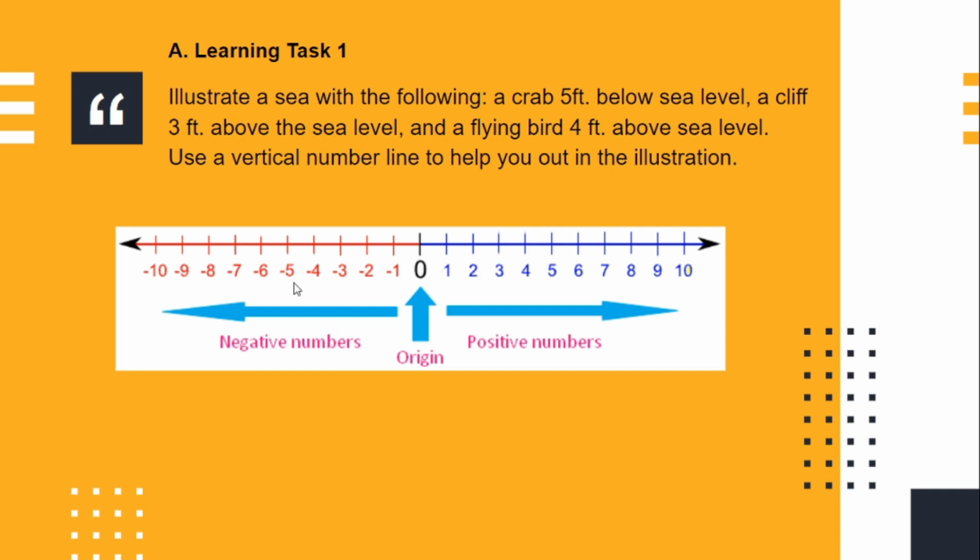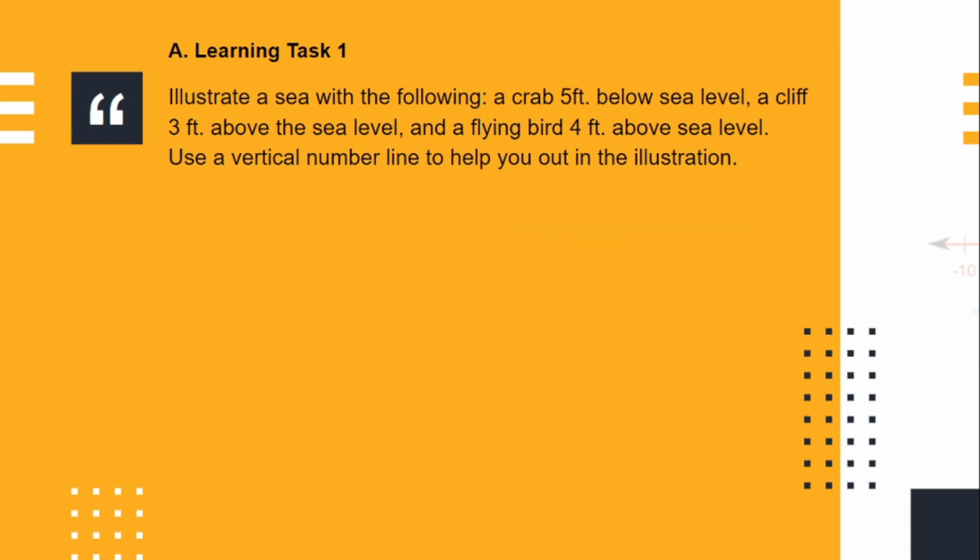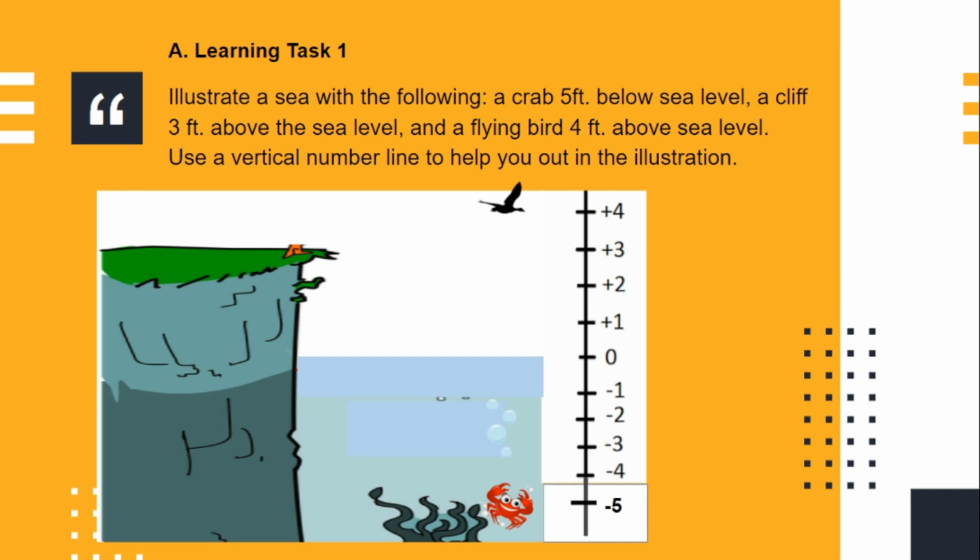So kung papakita natin sa kaliwa nito, meron tayong negative numbers. Then we have 0 or yung tinatawag nating origin. And then meron tayong positive numbers sa kanan. But in this learning task number 1, we need to use this in the illustration pero vertically or patayo naman siya. So let's have this illustration. Ayan. So sabi natin, this is the sea and then we have the following.